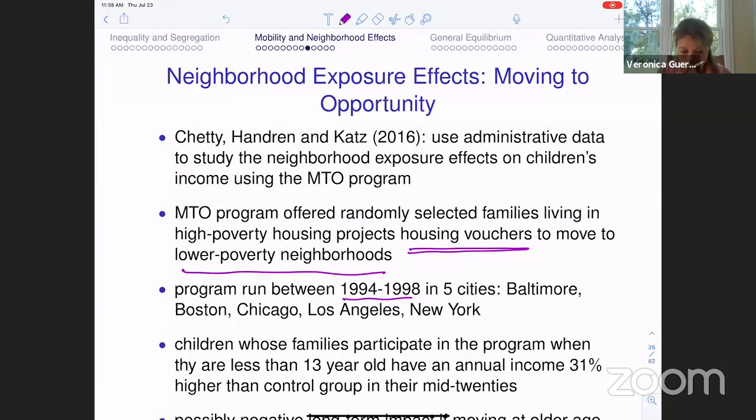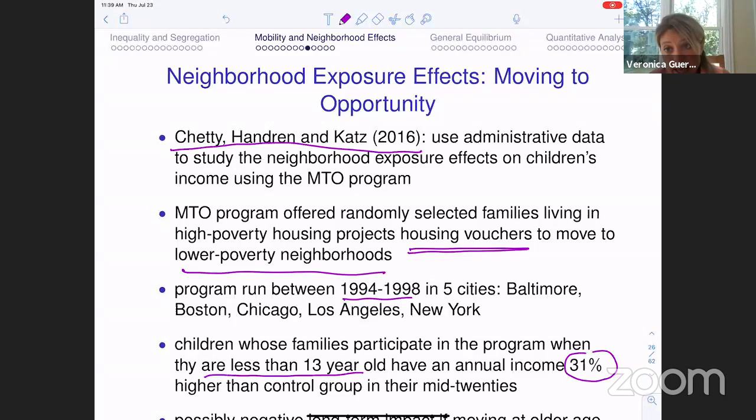Okay, and so Chetty and Katz 2016 use administrative data to study the effects of this voucher on the income of the kids of the families that use these vouchers. And what is interesting is that children whose families participate in the program, when they are less than 13 years old, have an annual income that is 31% higher than the control group in their mid-20s.